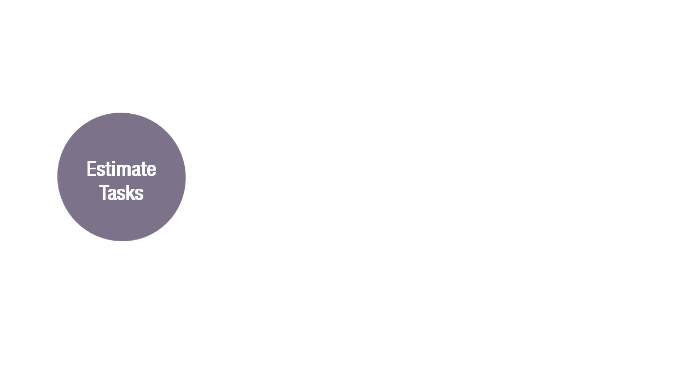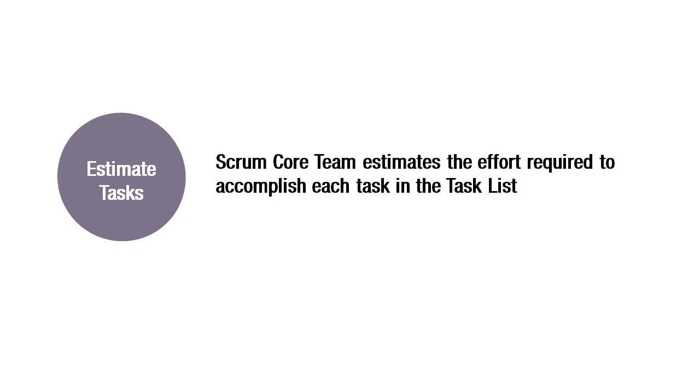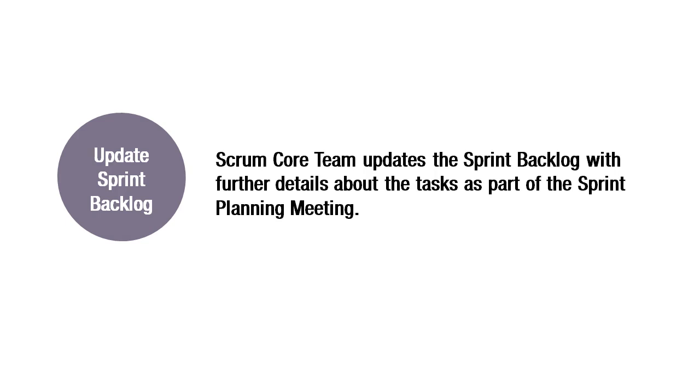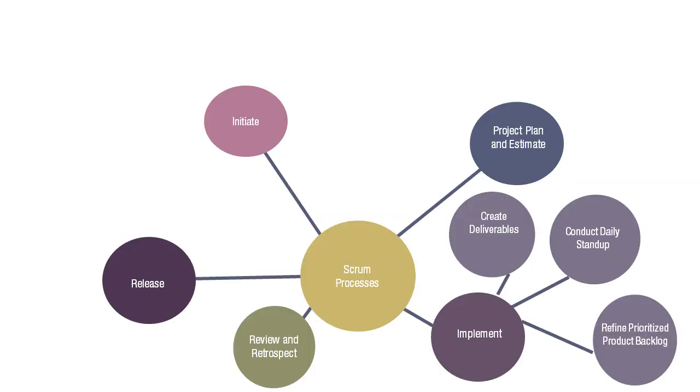Next is Estimate Tasks. In this optional process, the Scrum core team estimates the effort required to accomplish each task in the task list. And the last process in this phase is Update Sprint Backlog. In this process, the Scrum core team updates the sprint backlog with further details about the tasks as part of the sprint planning meeting. The third phase we'll discuss in this module is implement.